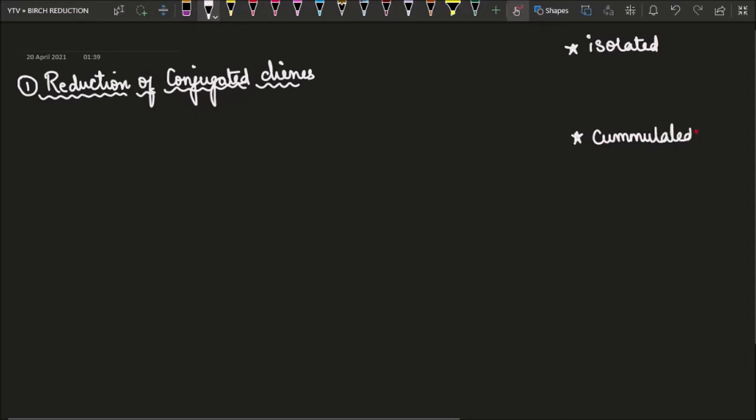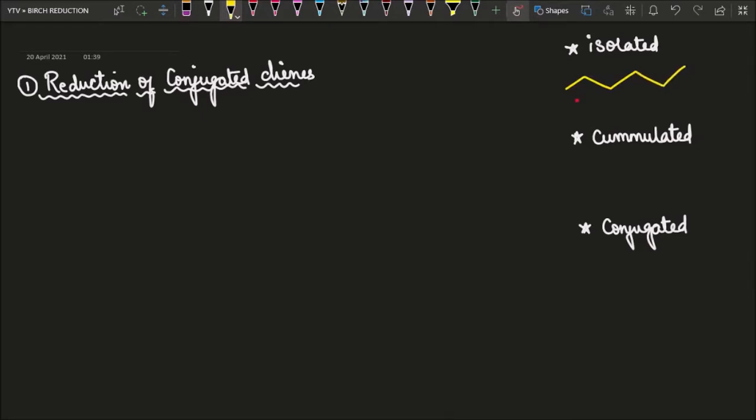And the third one is called conjugated. Now the difference between the three is that, for example, if I take a substrate which contains 1, 2, 3, 4, 5, 6 carbons. Now if I say it is isolated, isolated dienes means there are going to be two double bonds present, but the two double bonds are going to be present at two different positions. They are going to be present far away from each other. Then we call it isolated dienes.